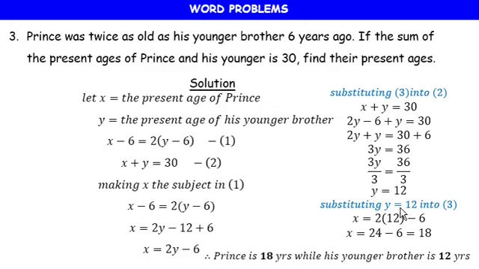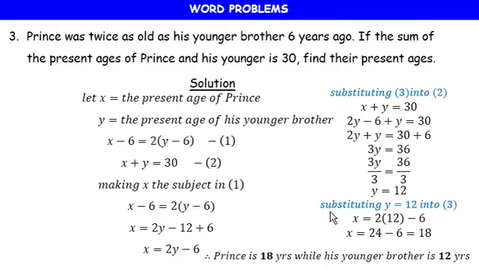We have Y is equal to 12. So you're going to place 12 wherever we see Y, right? So our equation 3 was X equal to 2Y minus 6. So X equal to 2 times 12 minus 6. So X equal to 24 minus 6, and that gives us 18, right? So it means that the value of X is 18 and the value of Y is 12.